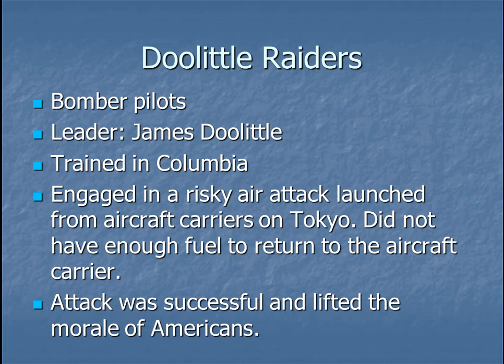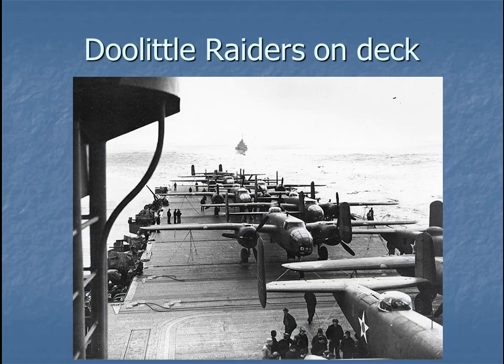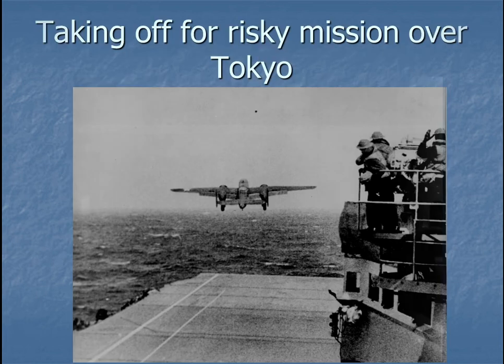So, the bomber pilots, their leader was James Doolittle. They trained in Columbia, South Carolina, and they engaged in risky air attacks launched from aircraft carriers on Tokyo. They did not have enough fuel to return to the aircraft. The attack was successful and lifted the morale of Americans. As we can see here, the Doolittle bombers themselves taking off, risky mission over.